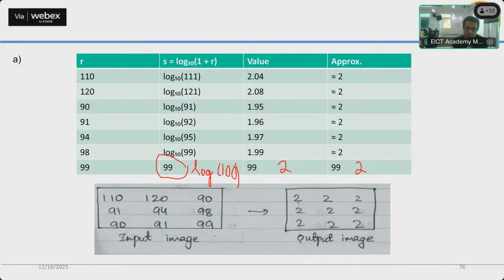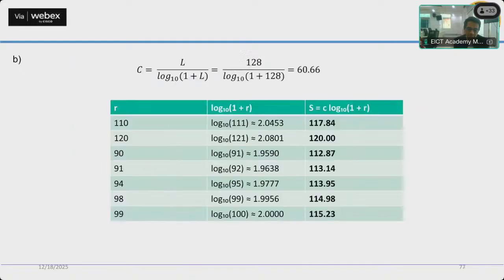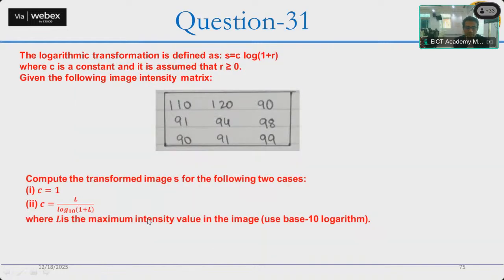So what we are saying here is that in this part, when you do the logarithmic transformation, if you recall, all the values have been mapped to the same output. So what we are seeing is how this transformation takes place. How does this work? What about this other one? And C equal to capital L over log(1 plus L). In this, if you take it, what will be the value of C? Remember, capital L is the maximum intensity value in the image, right?